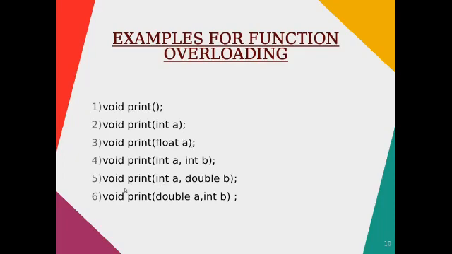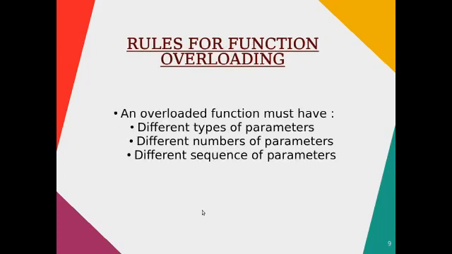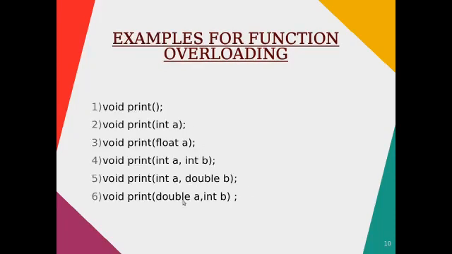Now consider the fifth and sixth case. In the fifth and sixth case, we have the same name of the function, same return type and same number of parameters, but what is different here is the sequence of the parameters that we are passing. So these two cases are satisfying the last rule, that is different sequence of parameters. Hence all these six cases can be considered as the different cases for overloaded functions.